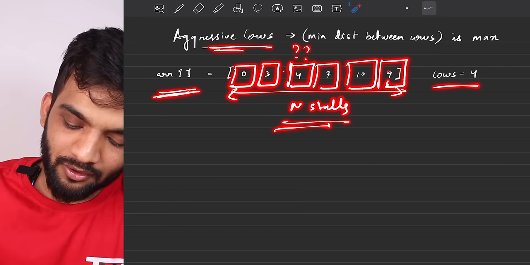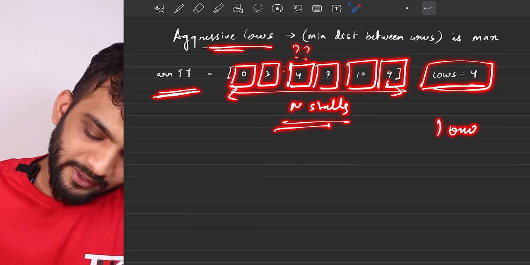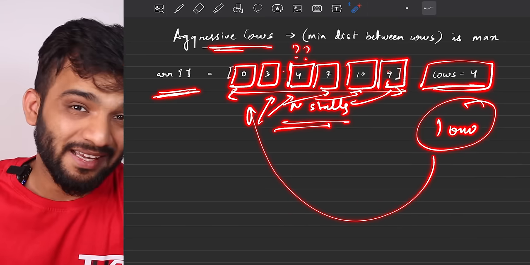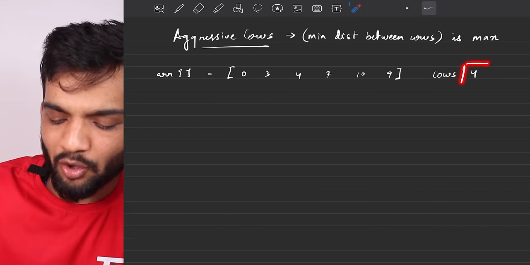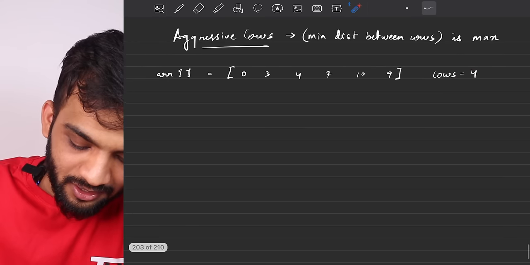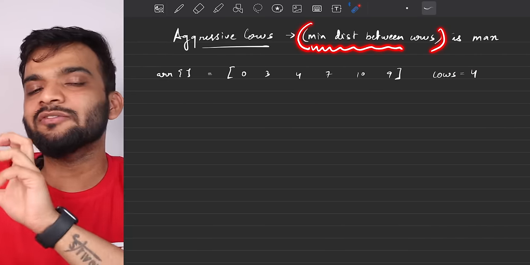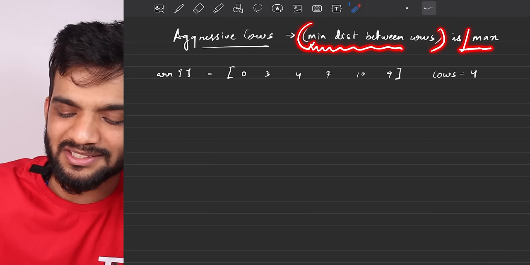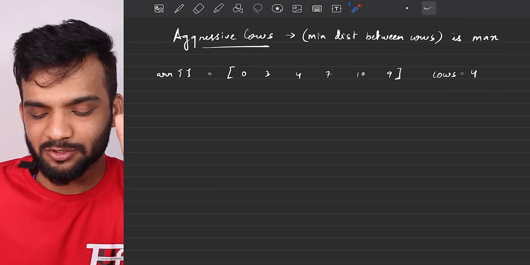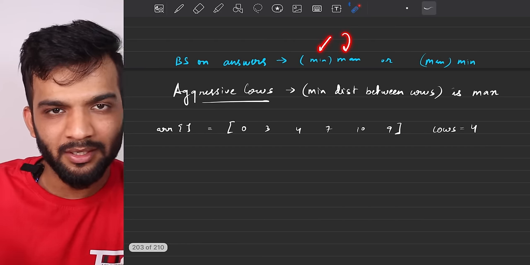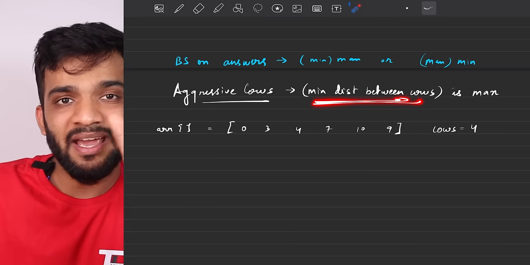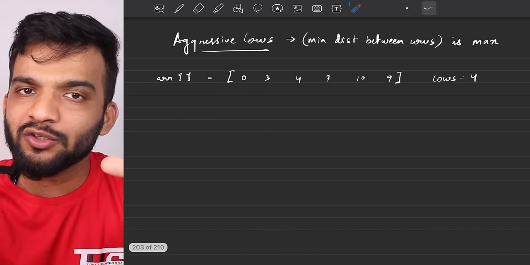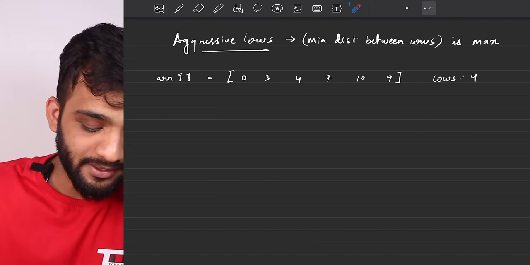Your task is to place 4 cows. Any cow can go to any of the stalls. Your task is to place 4 cows in such a way that the minimum distance between any two cows, very important, is the maximum. Might be confusing, but it is of this pattern. If you carefully see, minimum and then maximum. The minimum distance between any two cows is the maximum possible, and you have to tell me that minimum distance. It's confusing the first time, but when you understand the question, you'll understand it much better.